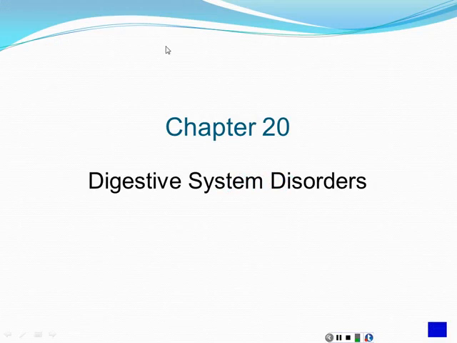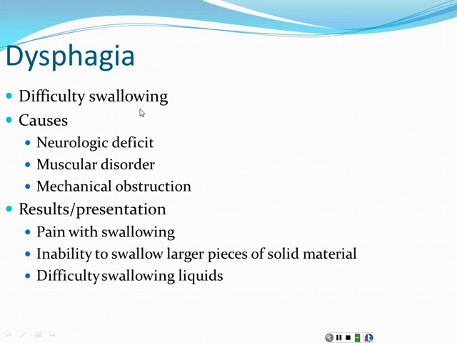All right, so Chapter 20 is all about digestive system disorders, which, with rare exceptions, are mostly chronic disorders. You know, the acute things are things like appendicitis, infection, that kind of stuff. But a lot of what we'll talk about today are chronic illnesses. So the first one I'm going to cover is dysphagia. This is difficulty swallowing. There can be multiple causes for this.